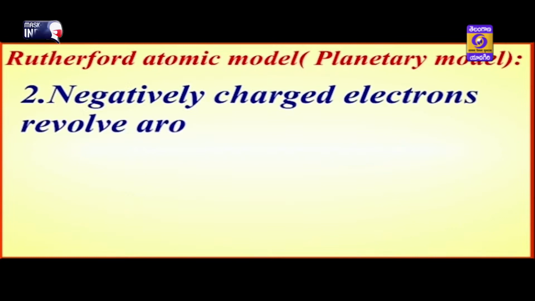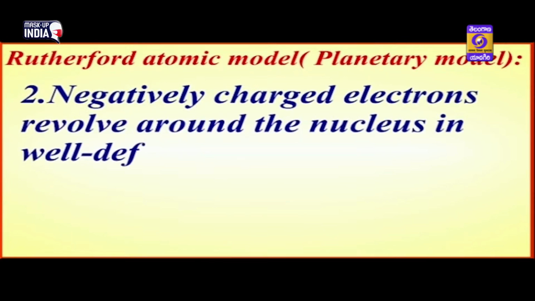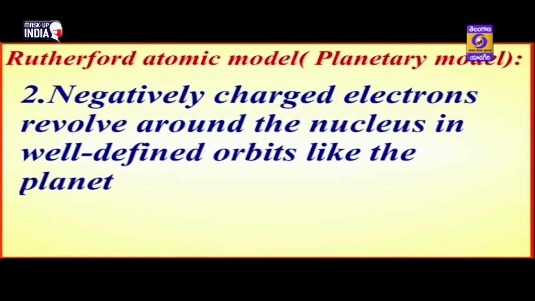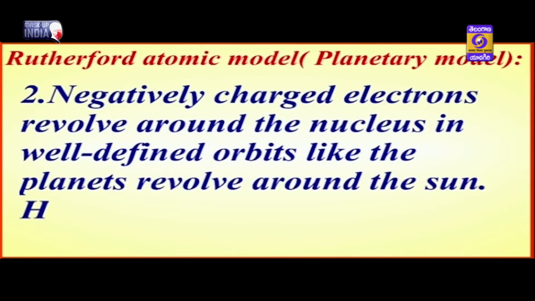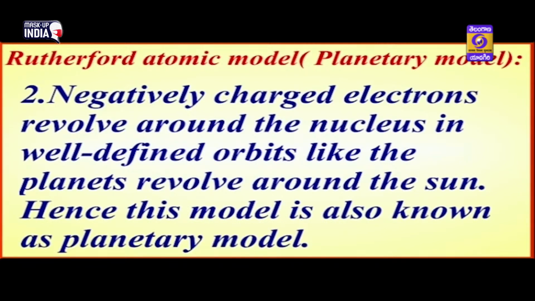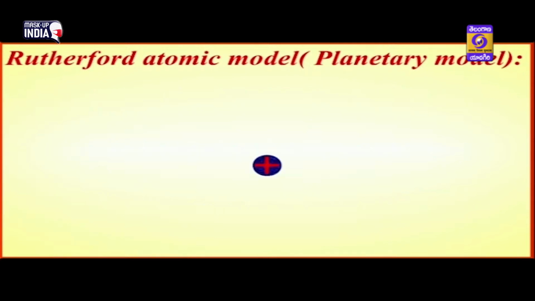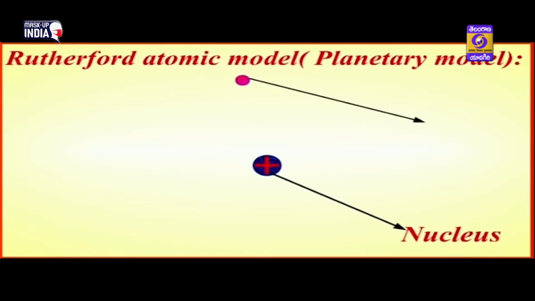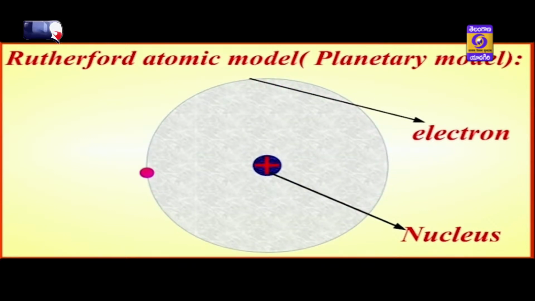Number 2. Negatively charged electrons revolve around the nucleus in well-defined orbits like the planets revolve around the sun. Hence, this model is also known as planetary model. Are you observing, my dear children? Electron is revolving around the nucleus.